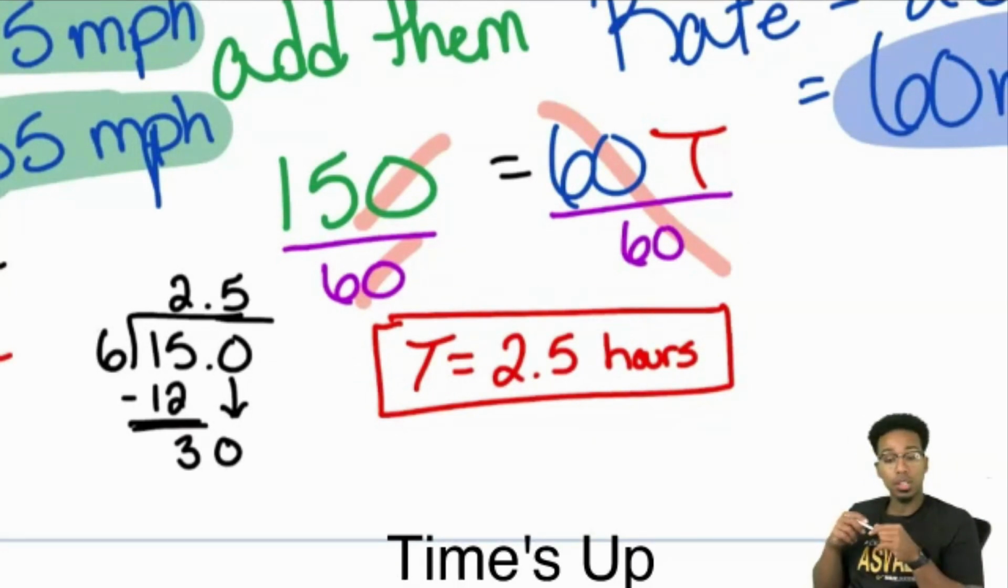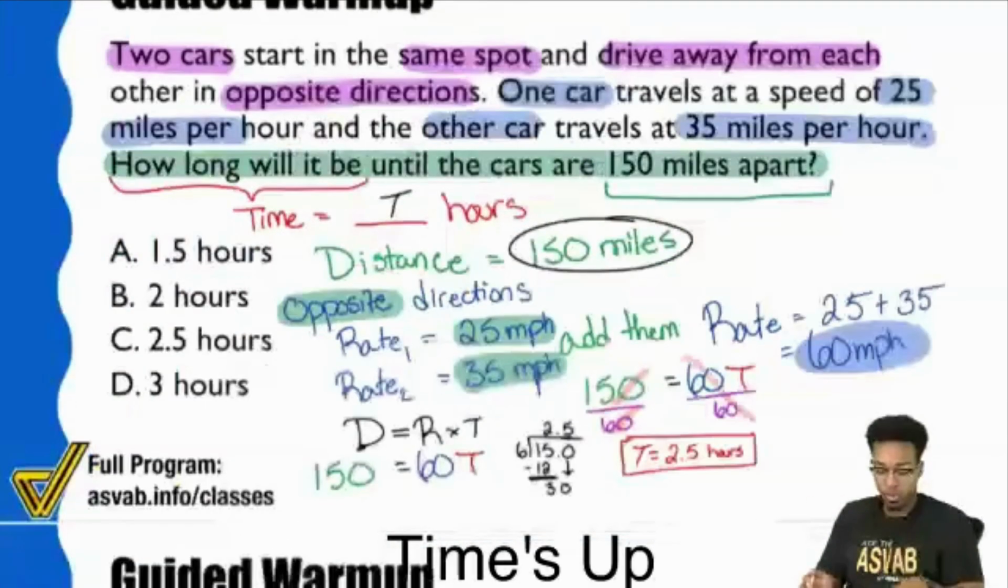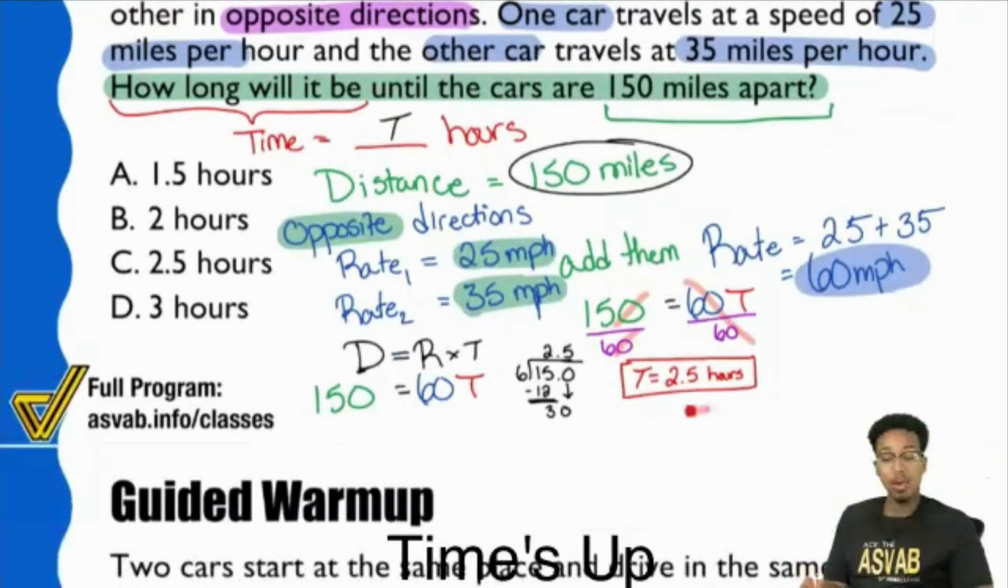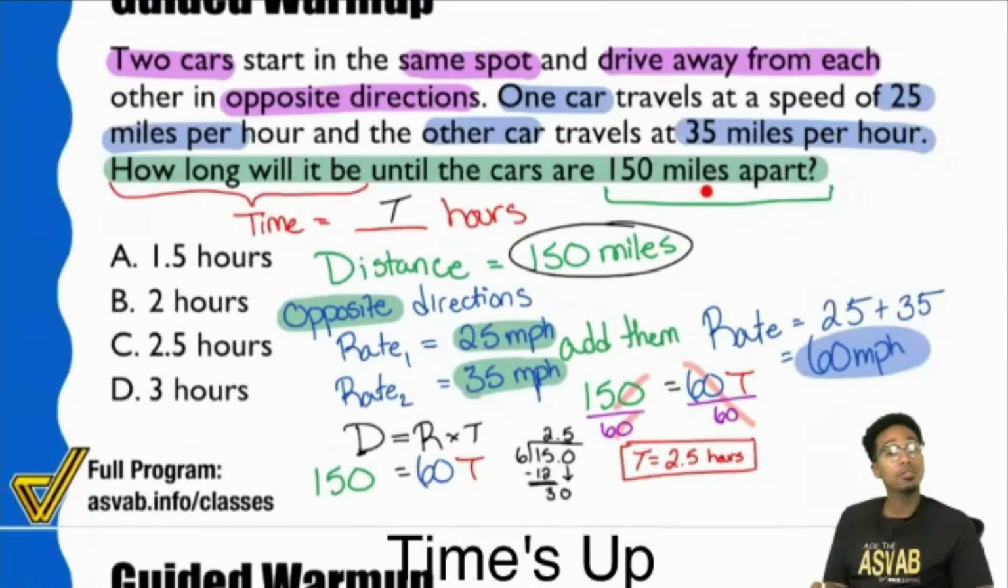Joshua, how long it took to do what? Very close. How long it took to do what? Exactly, Latifa. 2.5 hours is the amount of time it took to get 150 miles apart. Remember the question? It says, how long will it be until the cars are 150 miles apart? So it's going to take 2.5 hours for the cars to become 150 miles apart.